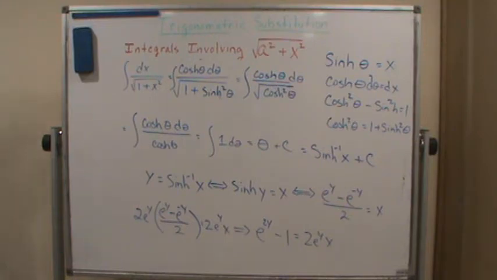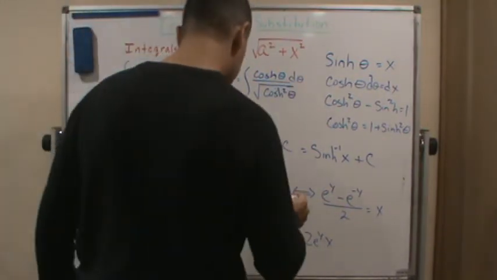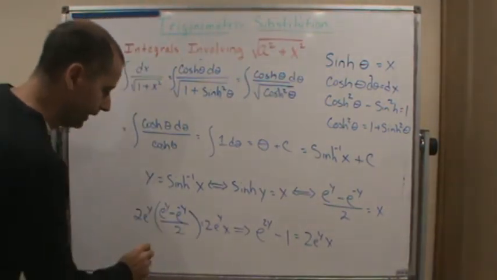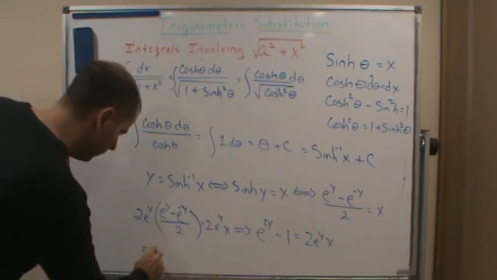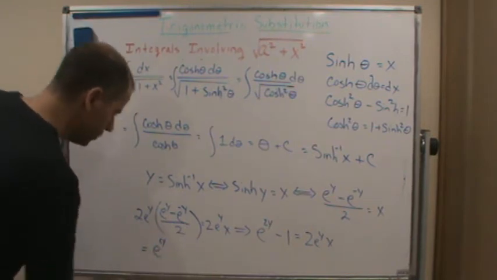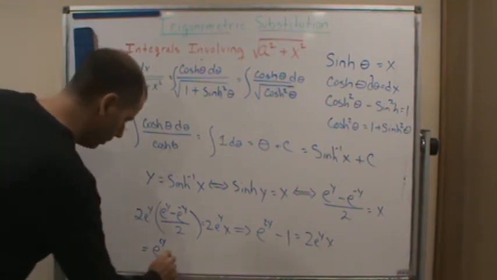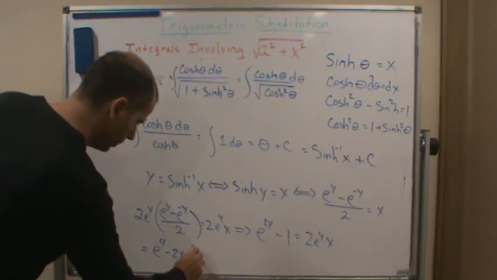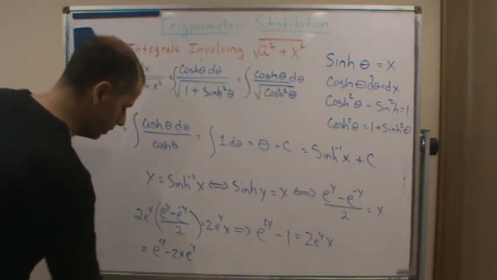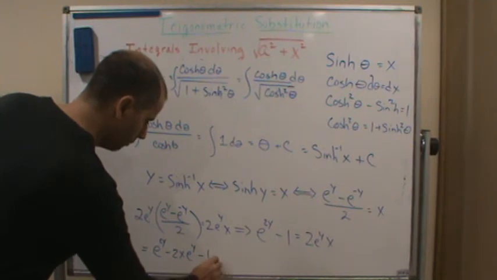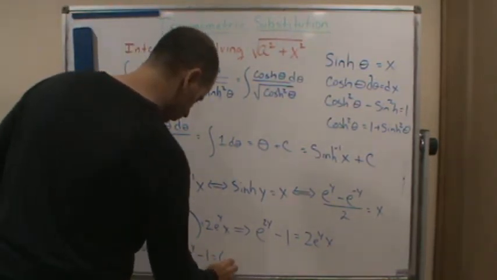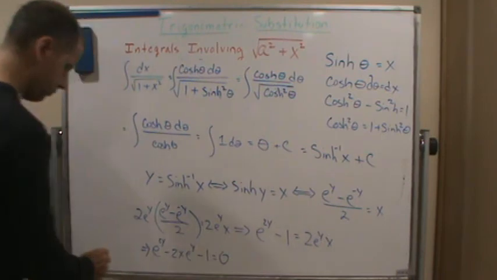Okay, so now let me rearrange this. And so what do I get? I get e to the 2y minus 2x e to the y minus 1 equals 0.